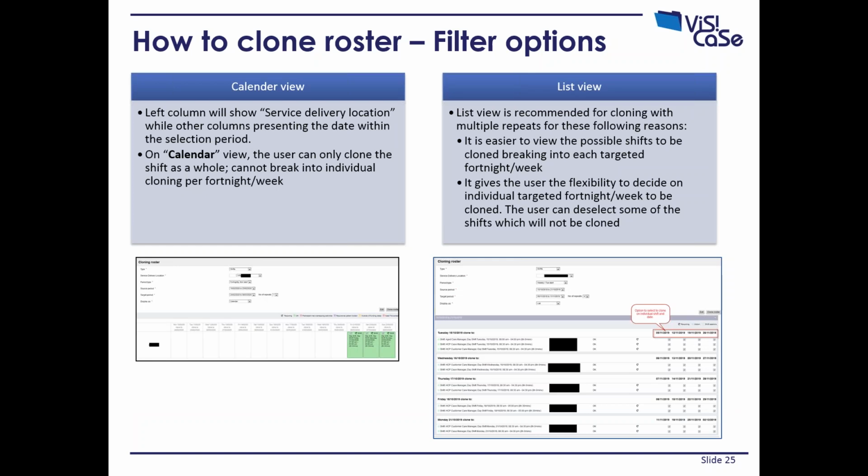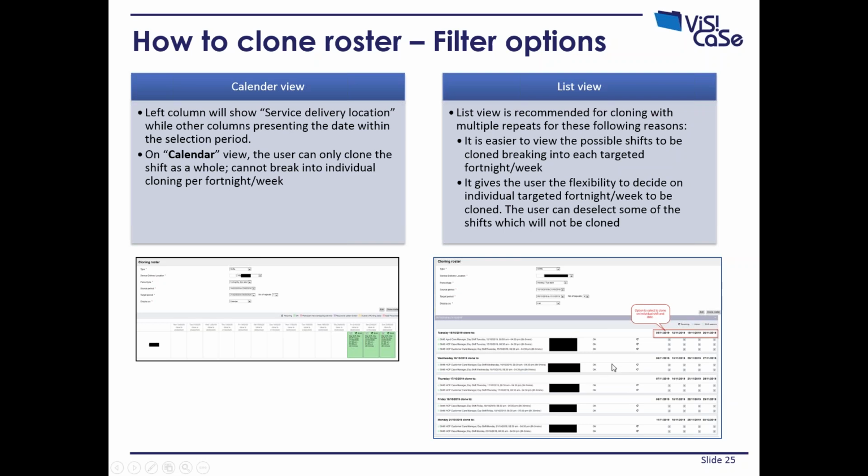So there are two options that I mentioned for filters. You can view by calendars, which will show you fortnightly periods. In my opinion, this is best to do when you're doing 1 week of cloning. If you're doing it by a list, it will give you the option to select and deselect which actions or shifts you wish to recur.